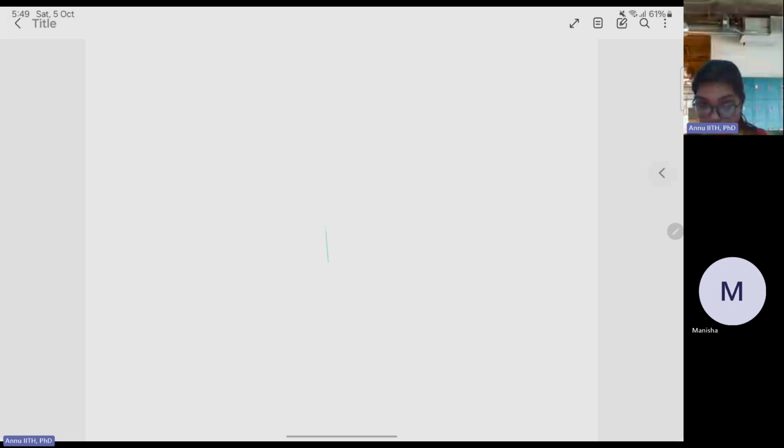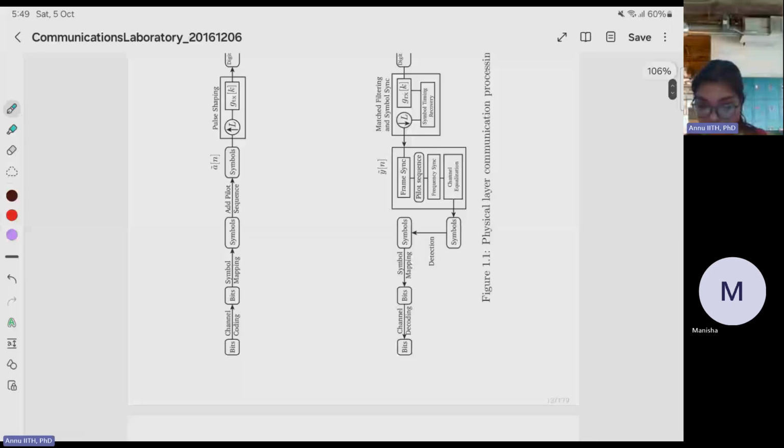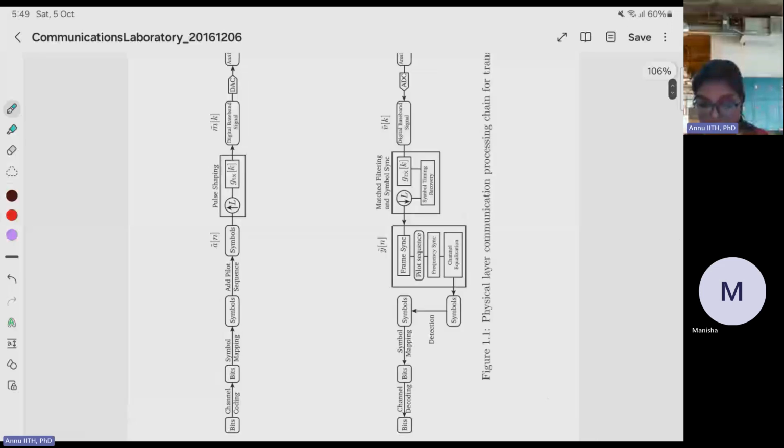Is the lag due to internet connectivity? Just show this.